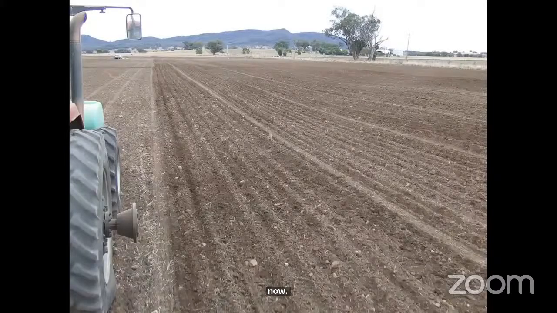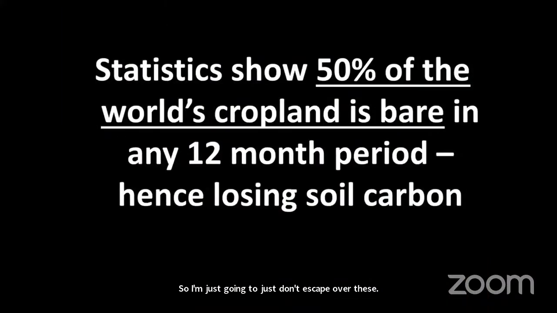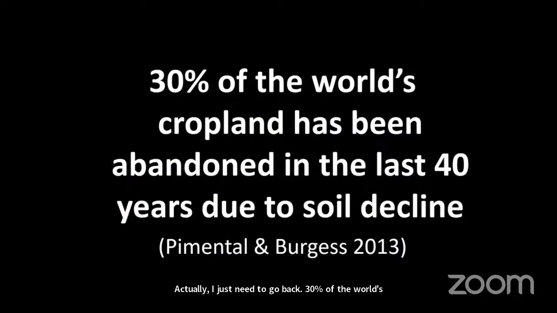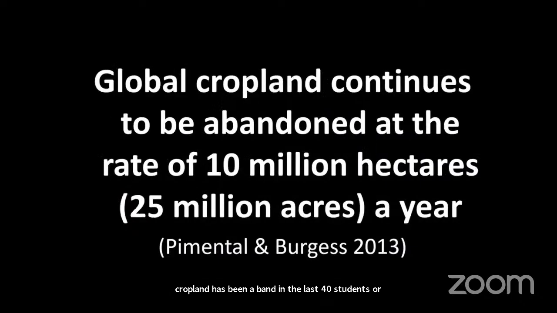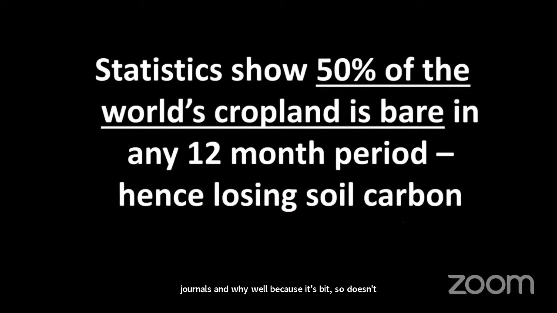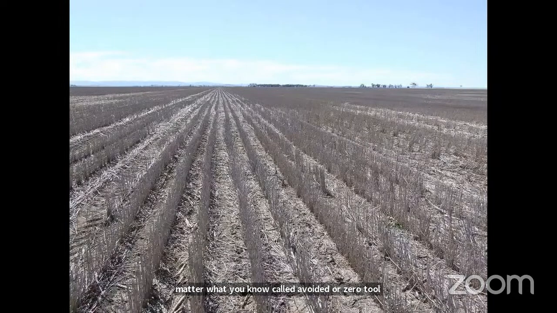And just tell you that statistics show that 50% of the world's cropland is bare in any 12-month period. Actually, I just need to go back. 30% of the world's cropland has been abandoned in the last 40 years due to soil decline, and it continues to be abandoned at the rate of 25 million acres a year, and that's all again from international peer-reviewed scientific journals. And why? Well, because it's bare. So it doesn't matter whether it's cultivated or zero-tilled. If there's no green plants there, then you're still not going to be building soil carbon.